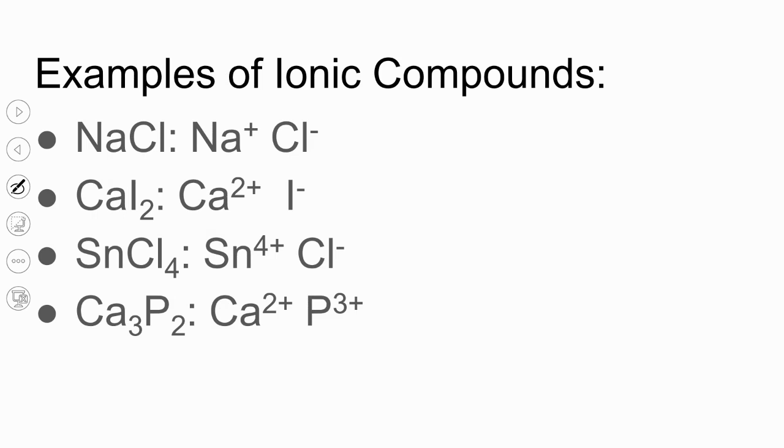Okay, so here are some examples of ionic compounds. So we've got table salt. The metal is forming a cation, the nonmetal is forming an anion, and then that charge balance is what's bonding them together. Here we have calcium and iodine. Here is tin and chlorine, and then calcium and phosphorus. So we always have a metal and a nonmetal that are bonded together because they're charged.